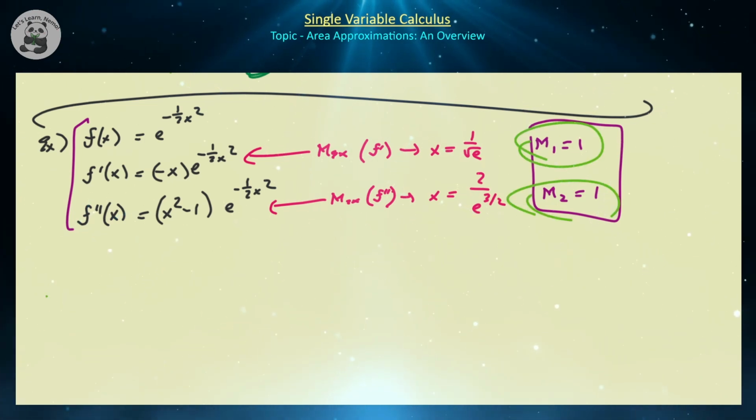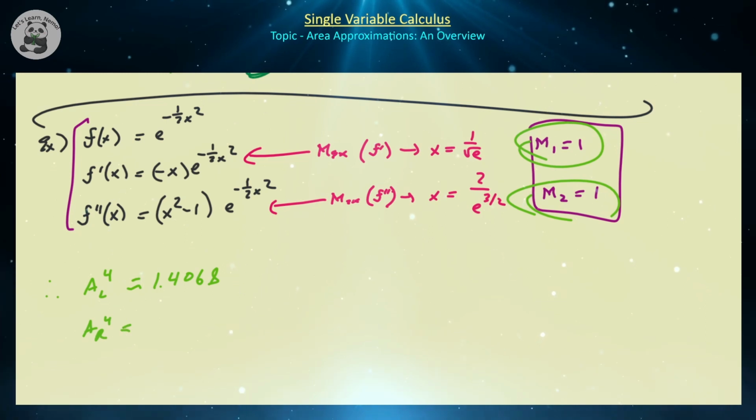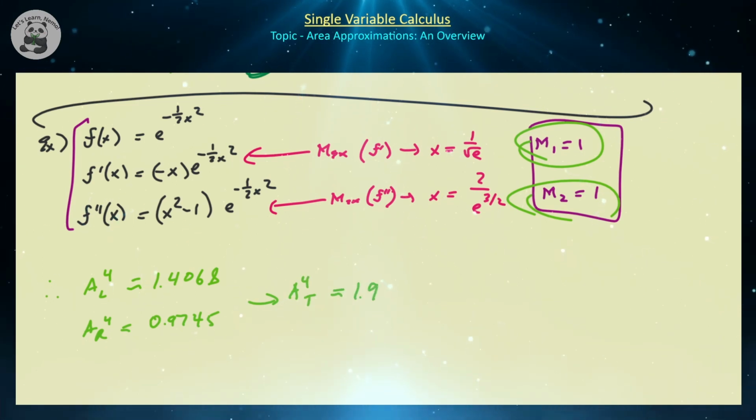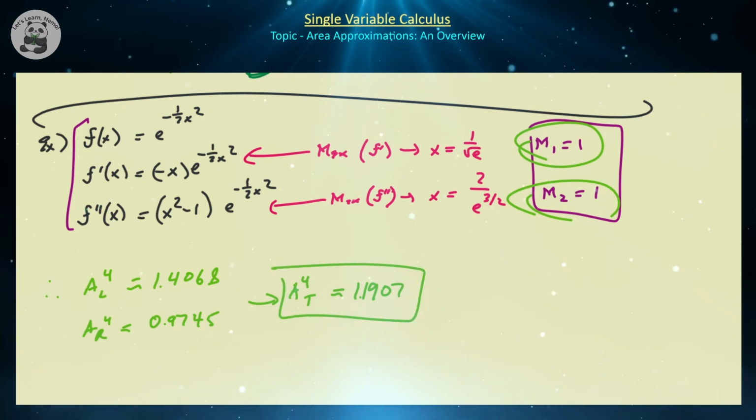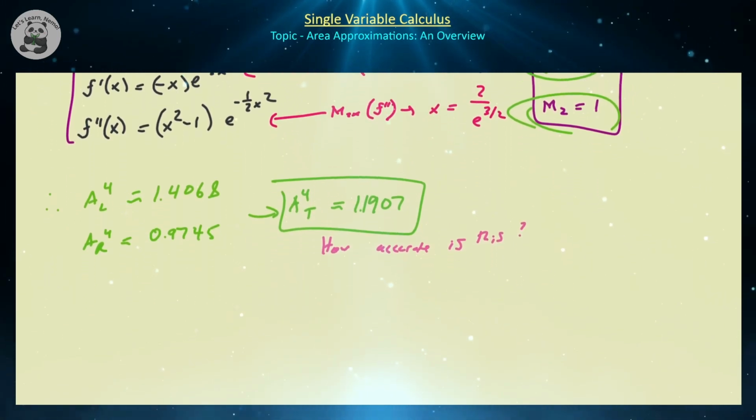So what are we going to get? A_4^L came out to be approximately equal to 1.4068, and A_4^R will be approximately equal to 0.9745. So therefore, A_4^T will be the average of these two, 1.19907. So our question then becomes, how accurate is this?